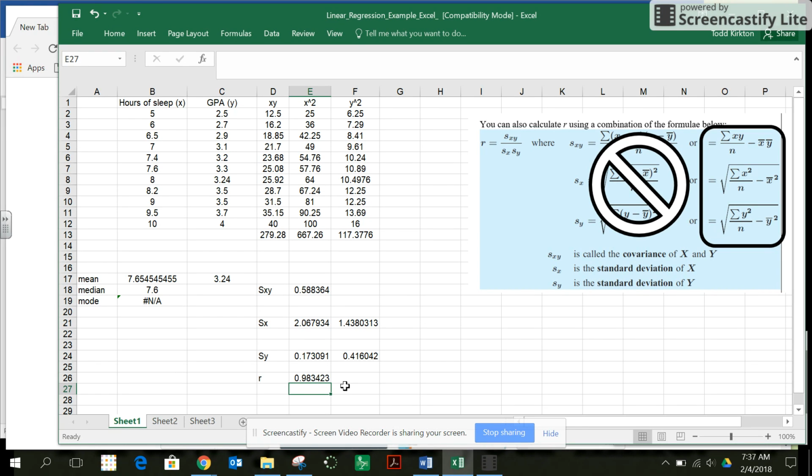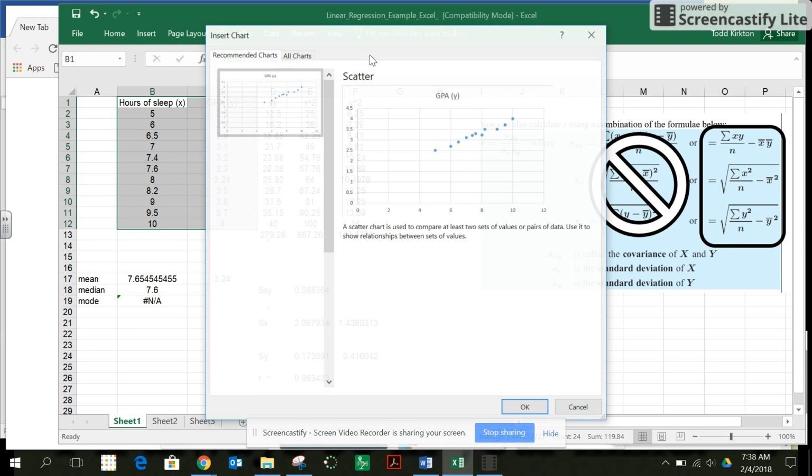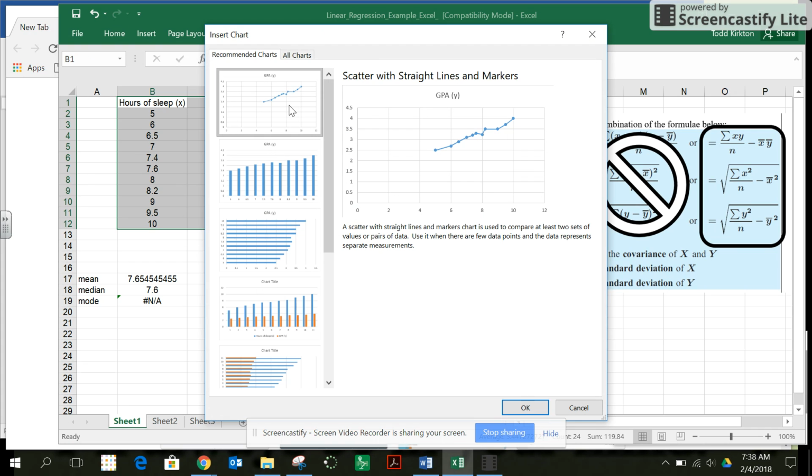That would be similar to what you get if you put this in list 1 and this in list 2 and you do linear regression and make sure your diagnostics are turned on. That would be pretty similar. The other thing you can do when you have these in Excel, and you should do, is highlight the data values and go insert. I might even highlight the whole column and see if it puts the labels on it. Then there's charts here, and there's recommended charts. I'm going to choose this one because it's a scatter plot.